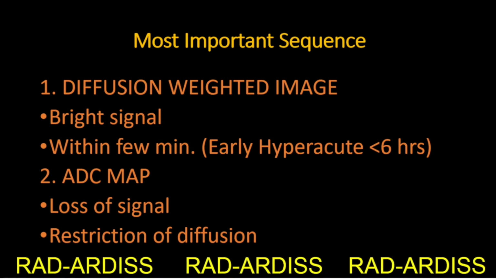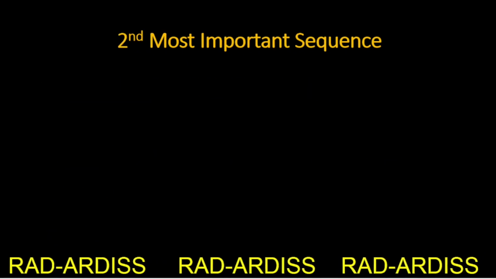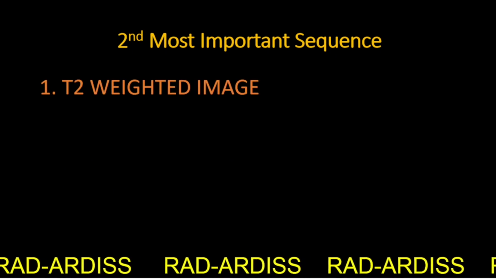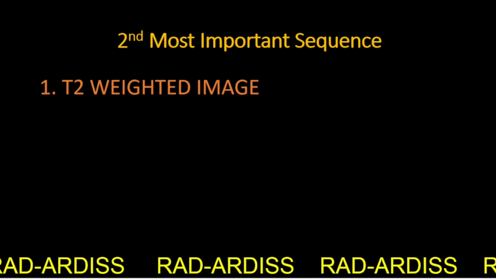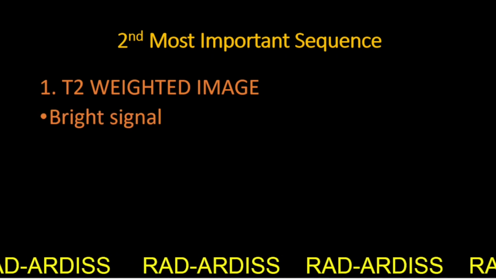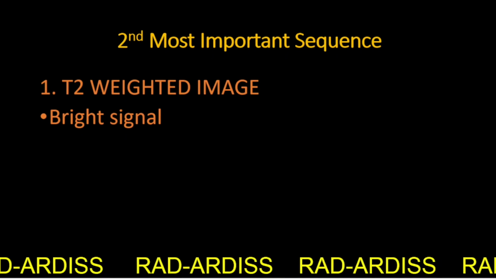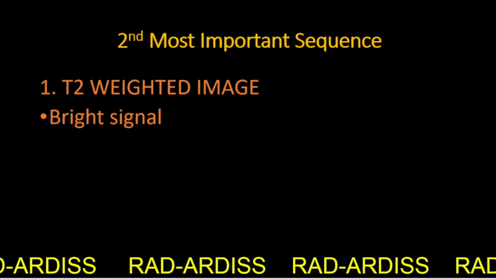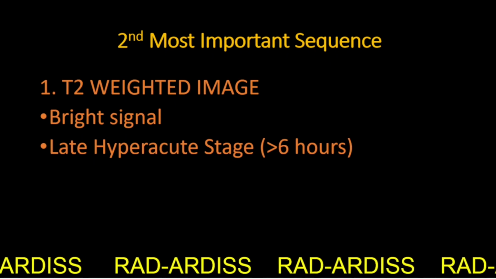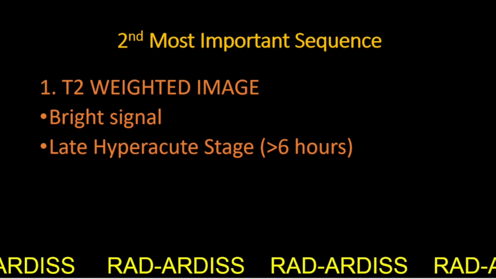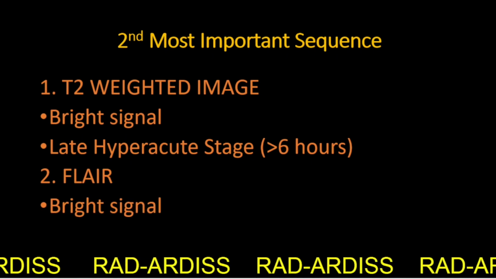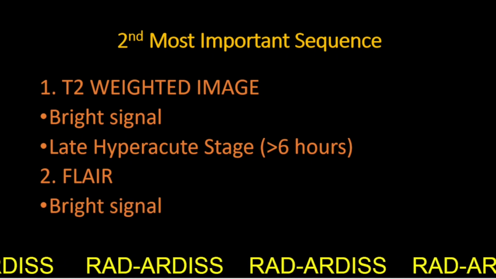After the diffusion weighted image, the next most important sequence is the T2 weighted image. On the T2 weighted images, again the ischemic area will appear bright. However, this takes some time to develop, about 6 hours. On the FLAIR images also, the same bright signal will be seen as on T2 weighted images.